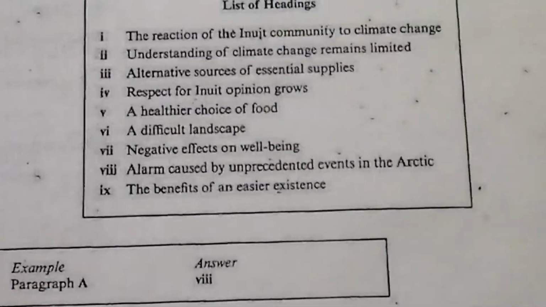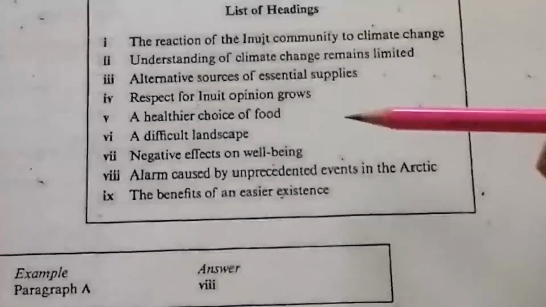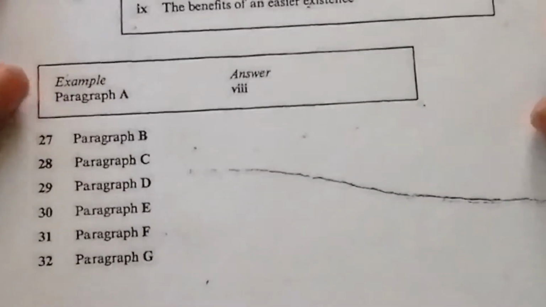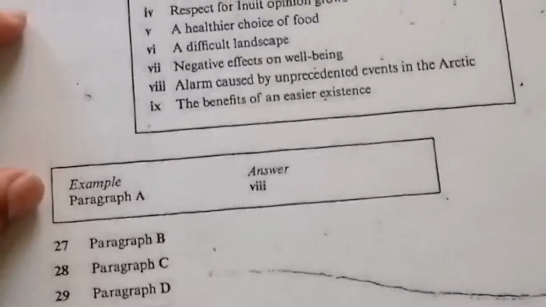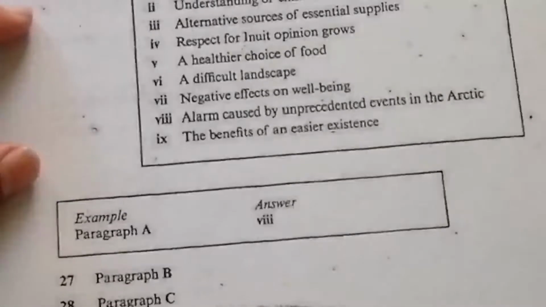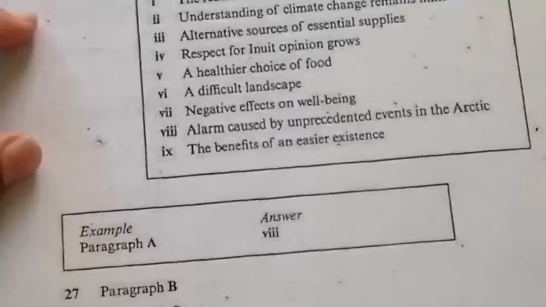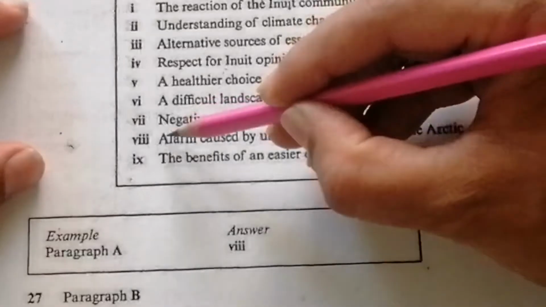Let's go. In reading passage 3, there are 9 headings in the list and we have 6 paragraphs. Question numbers 27, 28, 29, 30, 31 and 32. For paragraph A, the list of heading number 8 is also chosen, so we can cross out heading number 8.